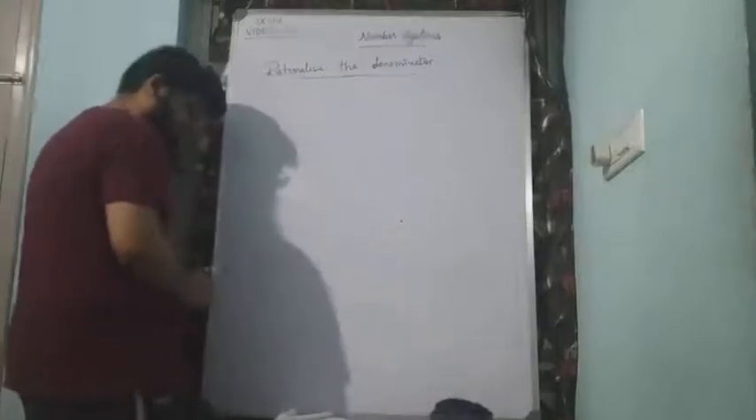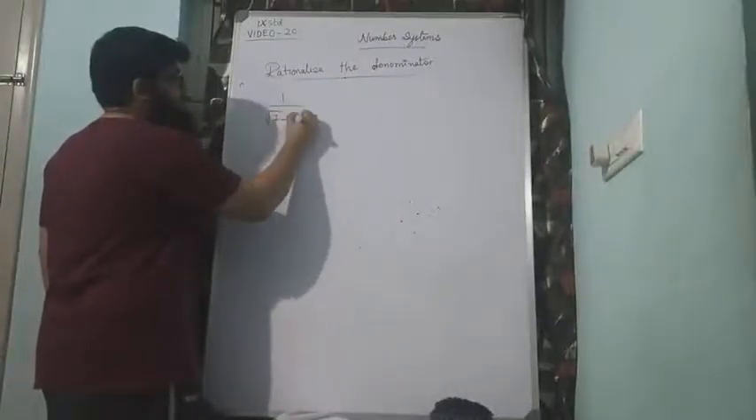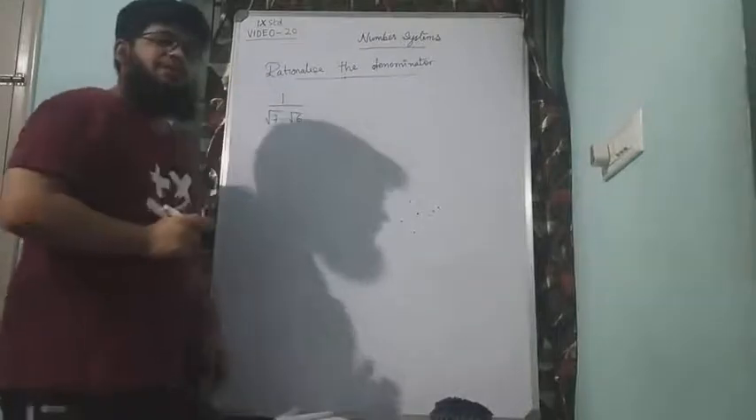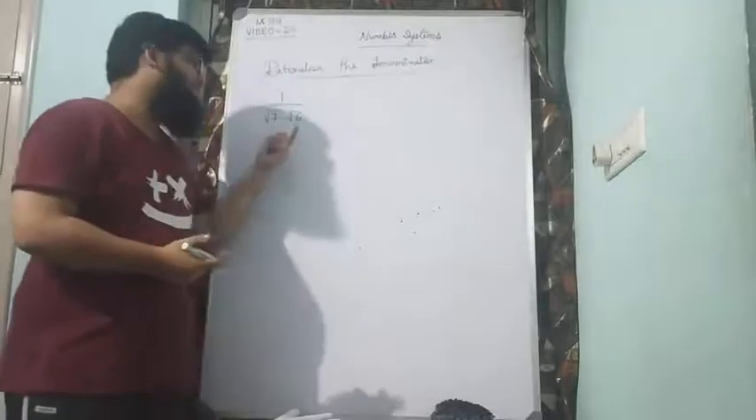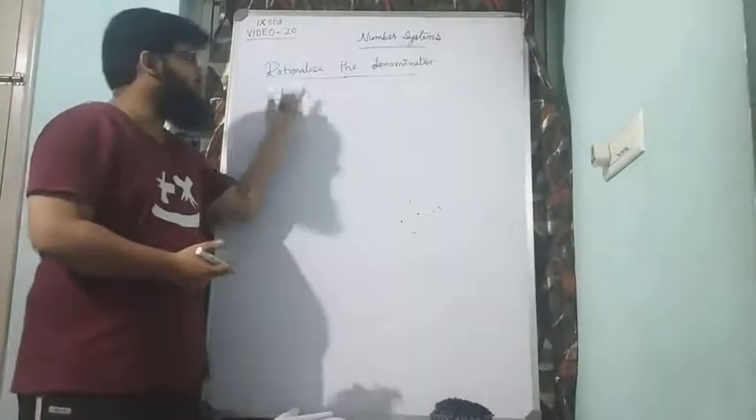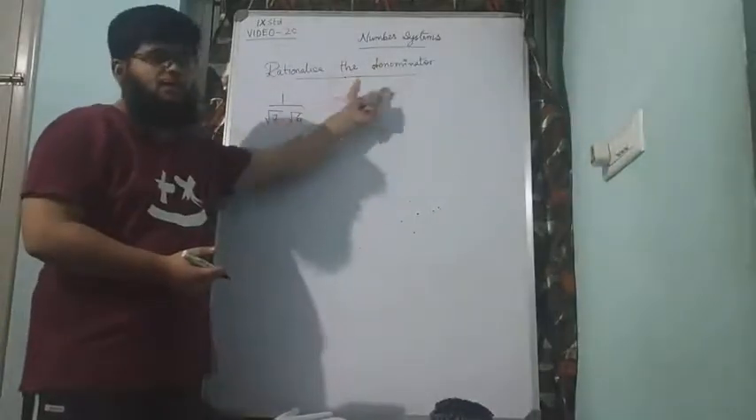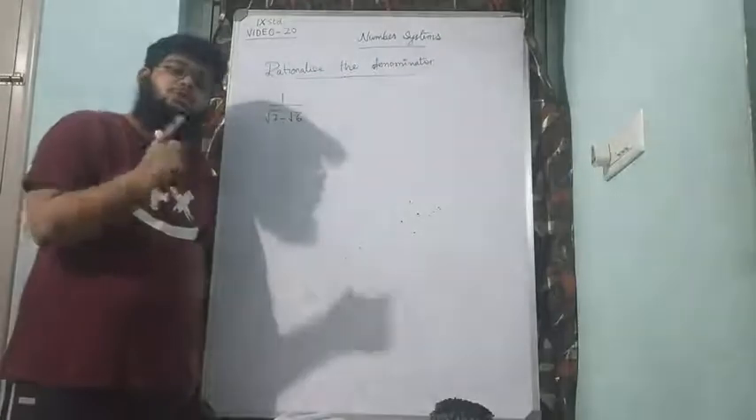So if I have a question like 1 by root 7 minus root 6, what should I do? So here comes a little change from the first part. Here also you should consider the denominator only, because the heading tells rationalize the denominator. That means obviously I'll have to take the denominator, but I'll have to take the conjugate of it.